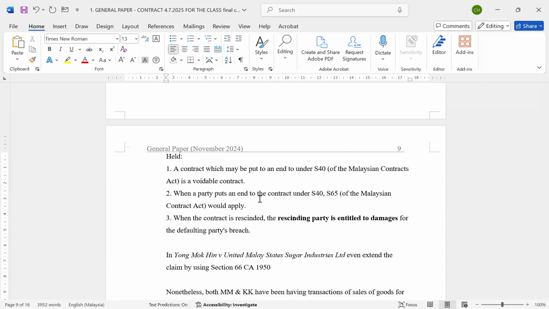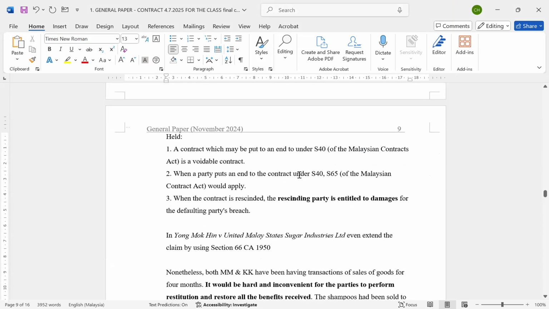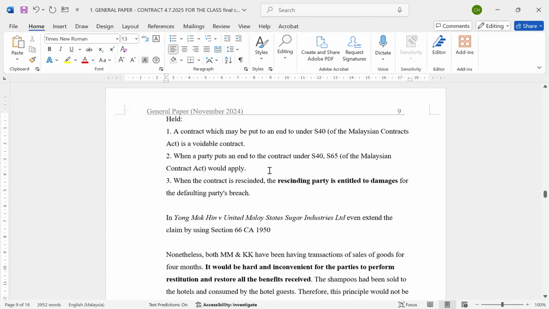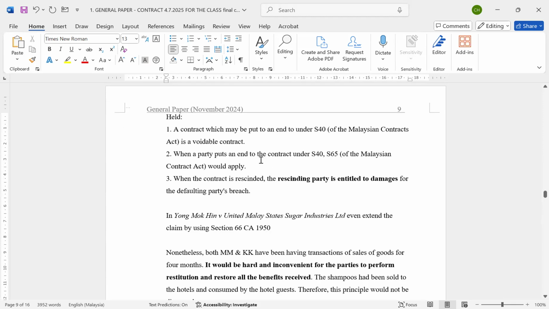Okay. So when a party puts an end under Section 40, it says Section 65. If you look at Section 65, it means consequence of rescission of a voidable contract. Apakah akibat kontrak yang boleh dibatalkan? So Section 65 will apply. So that is rescind lah.